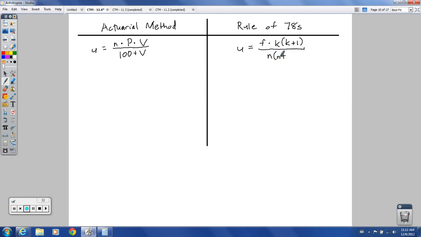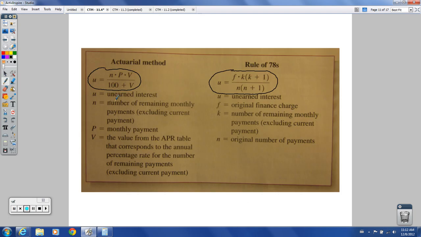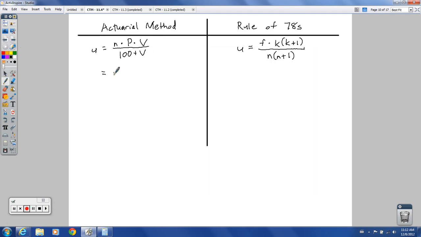We are not going to get into the details of why these are the actual equations, why they work. That's beyond the scope of this class. We're just going to use them and utilize them to see what it actually is. And N is the number of remaining monthly payments, excluding the current payment. And so in this case, our N is going to be 12 because we had 12 remaining monthly payments, excluding this payment right now.